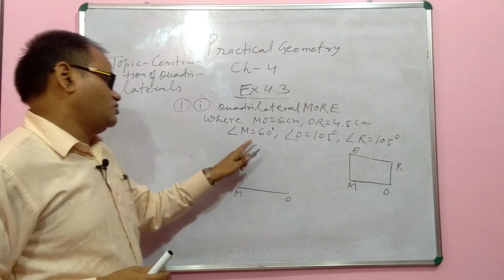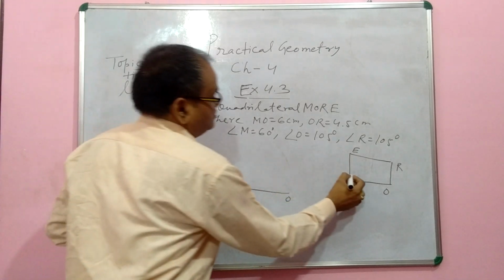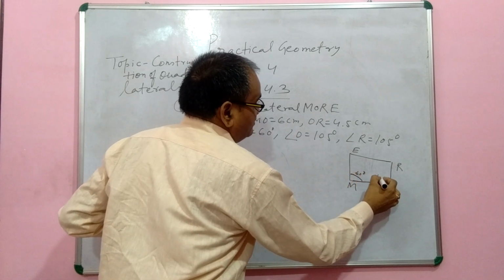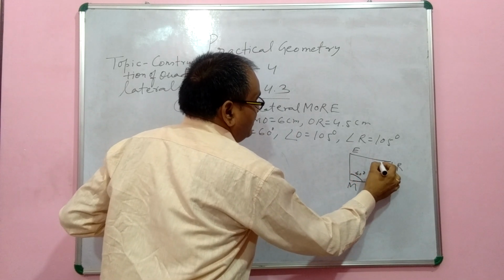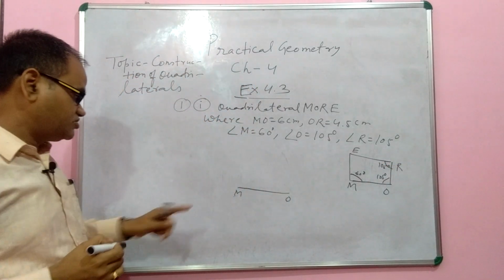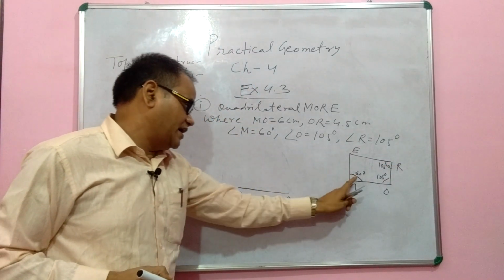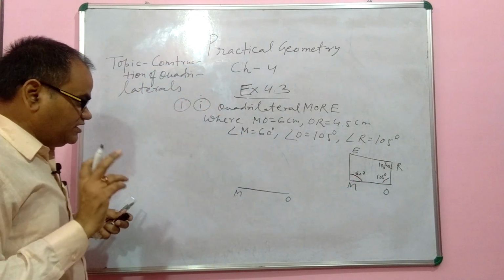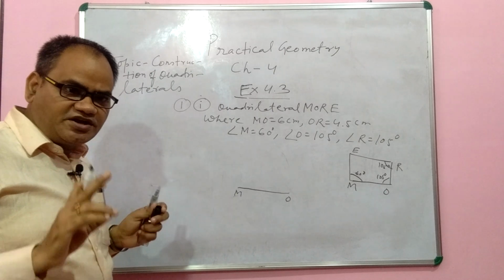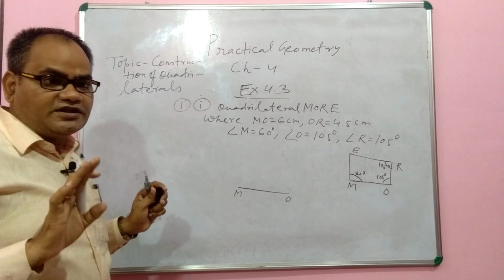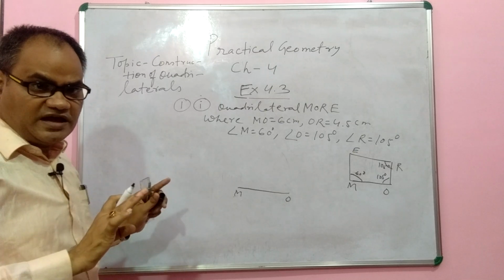Now angle M equal to how much? 60 degree. Angle O 105 degree. Angle R is also 105 degree. So how will you construct angle M and angle O? Angle M 60 degree, angle O 105 degree. How will you construct? In class 6 you have already studied how to construct angles with the help of ruler and compass. I am telling you again in class 8. Look here.